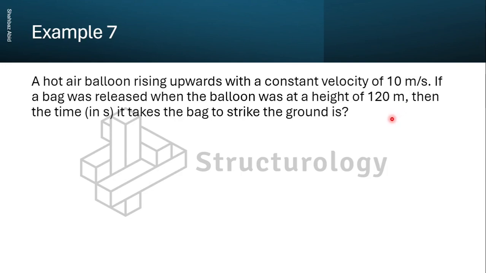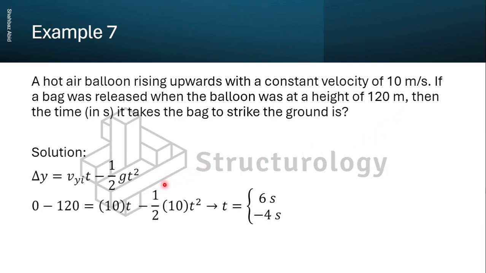We can get the time by using this equation of motion, and it's going to give us again two roots of time. One is going to be 6 seconds and another is -4 seconds, and we are going to use the positive time, which is 6 seconds.